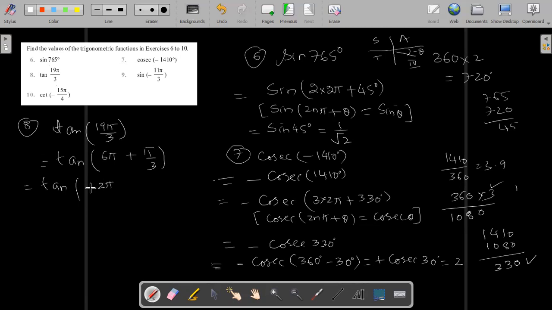3 rounds of 2 pi means 2n pi plus theta. 2n pi plus theta means first quadrant, 360 plus theta. That means first quadrant, all positive. So tan 10 pi by 3 will be equal to tan pi by 3, and pi by 3 means 60 degrees.